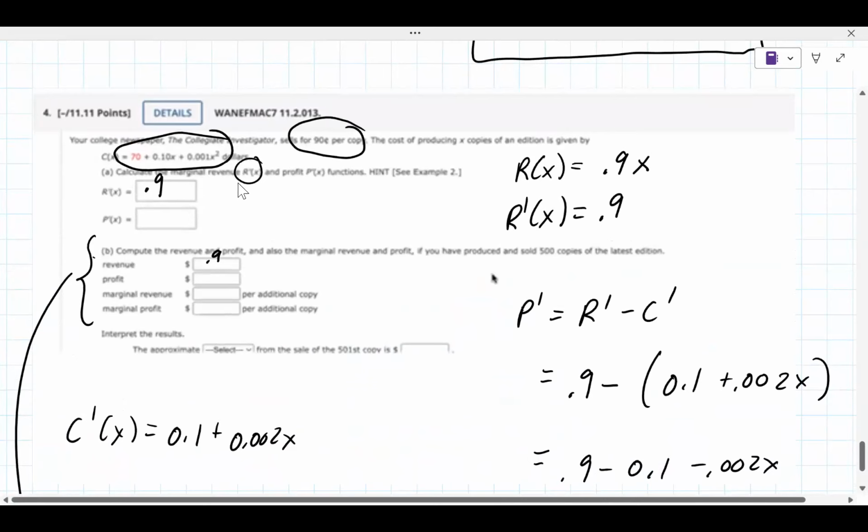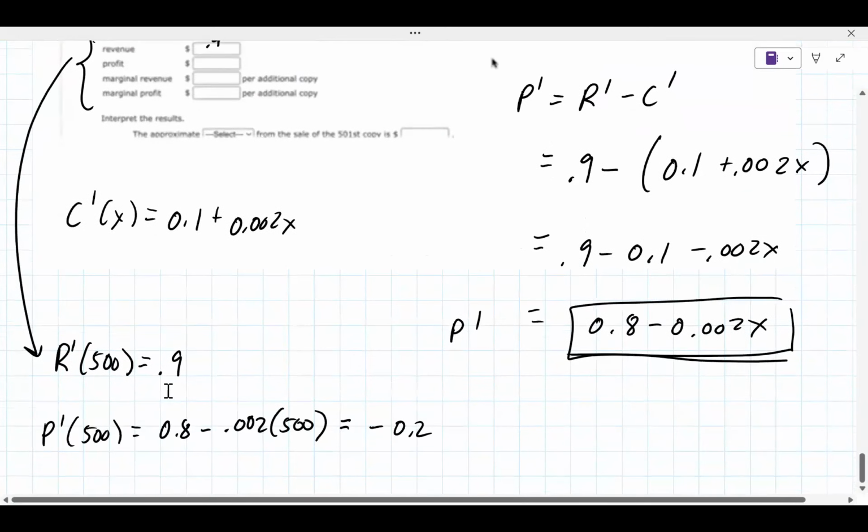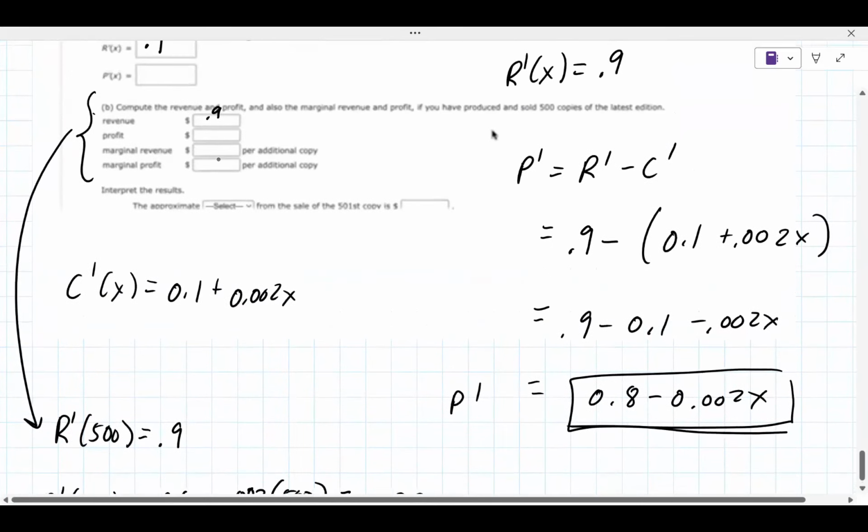0.002X. I can always put it in and see what it takes. So profit is negative. Should I type negative 0.2 or point negative 0.2? Negative 0.2. Why don't you try those couple answers? Let me know if there's any issues with those. Okay, I guess I'll just press submit.